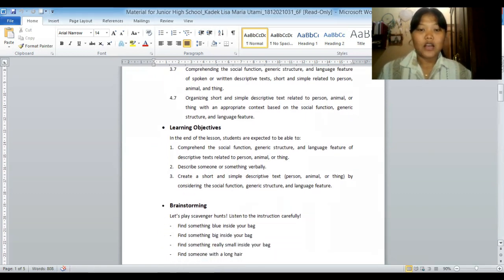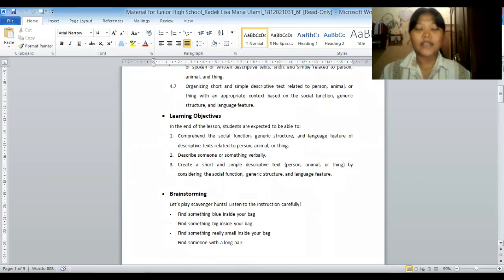Alright, let's move to the activities. But before starting the first activity, I am actually designing a brainstorming activity for students, which is still related to the topic. It is called a scavenger hunt.